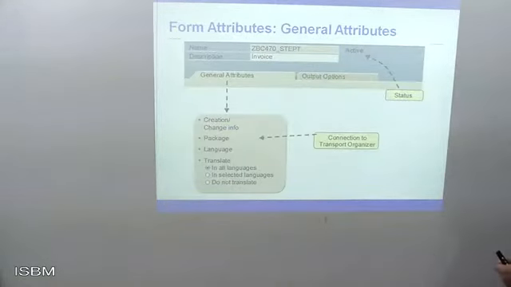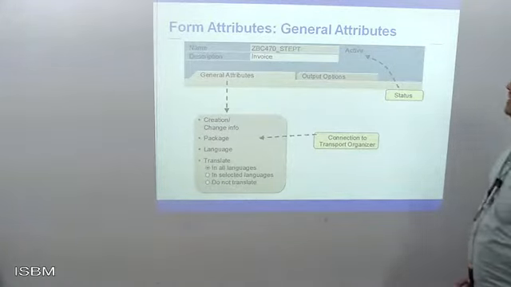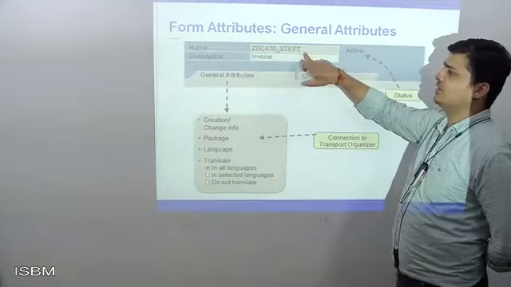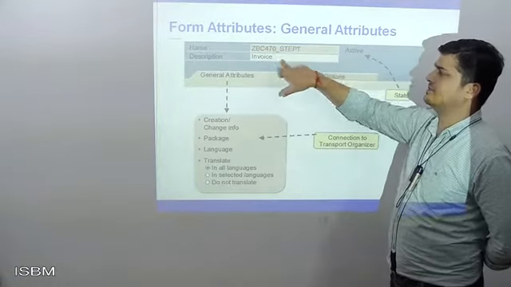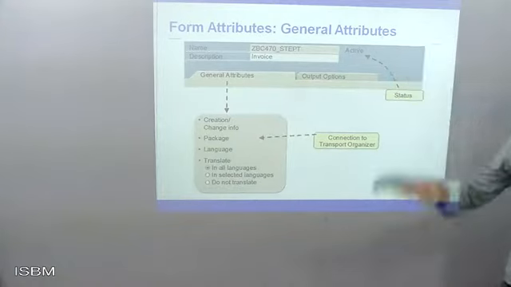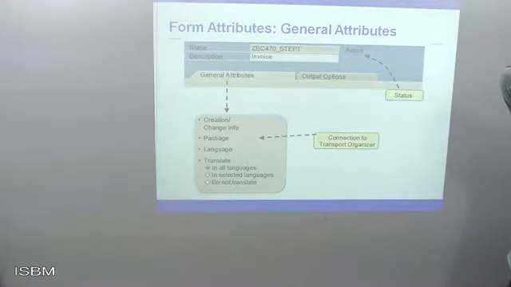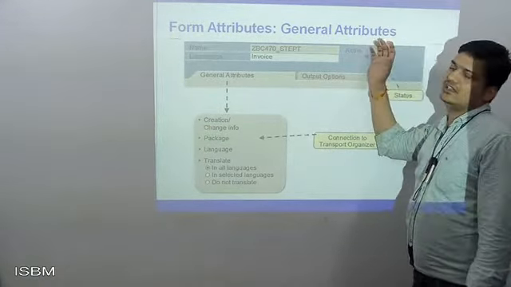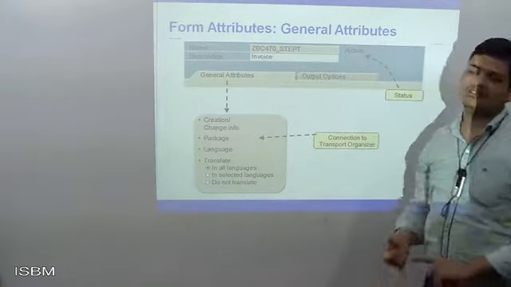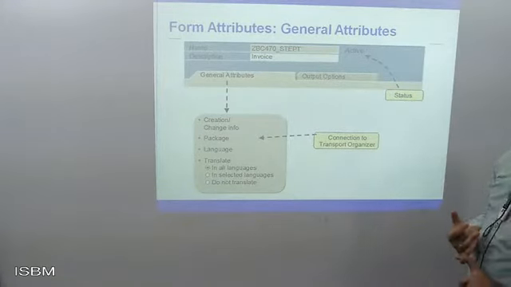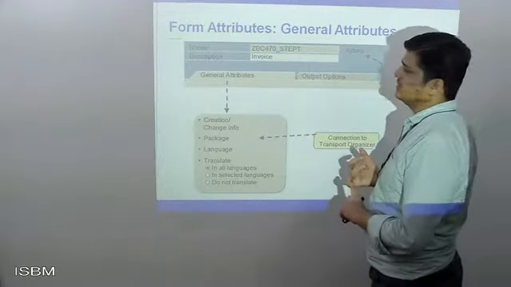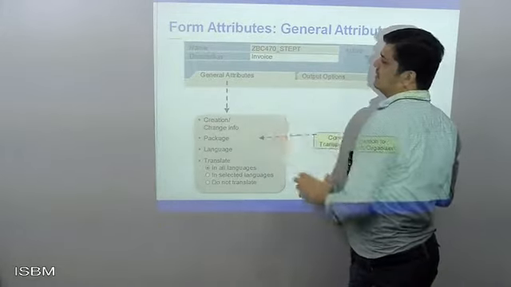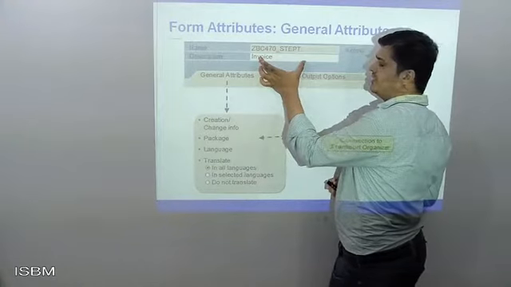Then we can see that there are some general attributes. In the general attributes, we write the name of our smart form and the description. Whatever the description, most of the time it will be given by the functional consultant. If it is an invoice, it is related to the sales side, sales and distribution. So the SD functional consultant gives you the invoice description.